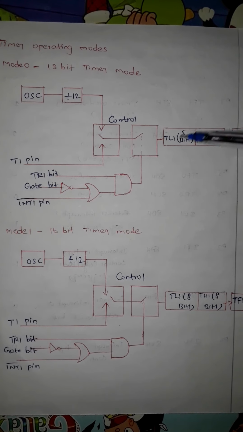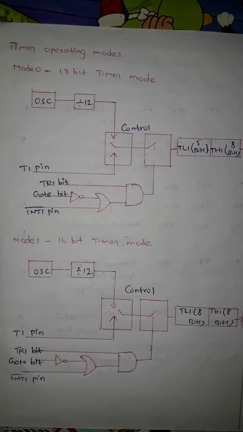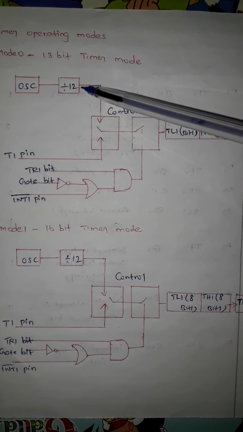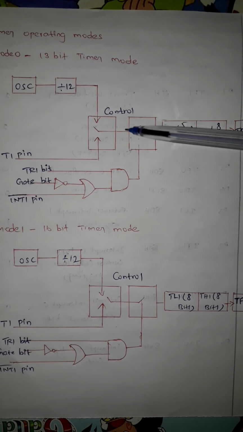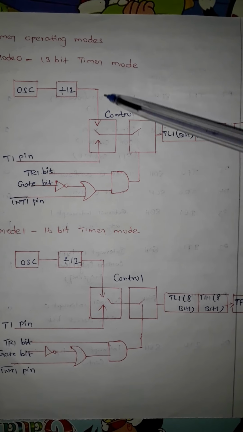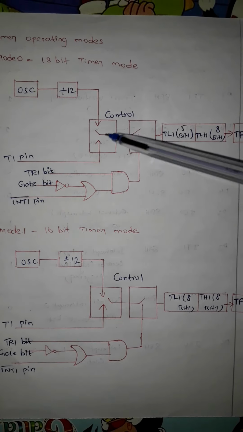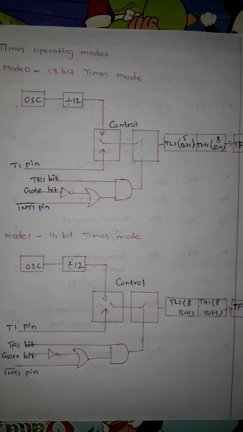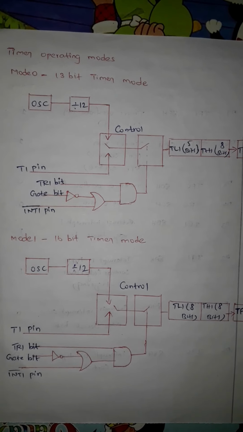So in mode 0, the timer acts as a 13-bit timer. You can see the control here. This control is used to select the timer or counter. The oscillator is the internal oscillator divided by 12. So the clock frequency generated by the oscillator is divided by 12 for the internal clock. So the internal clock is selected through this one. You can select the internal clock or you can select the counter through the T1 pin. The T1 pin of the 8051 is used as an external pin, that is P3.4 or P3.5. So 3.4 for timer 0 and 3.5 for timer 1.